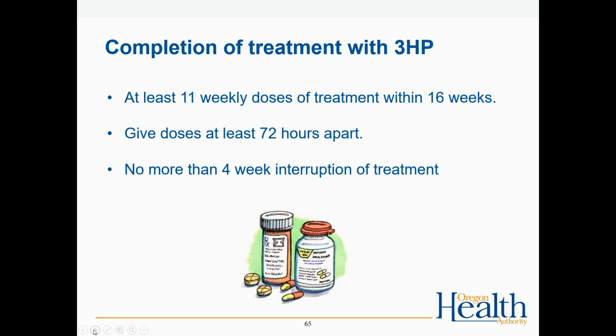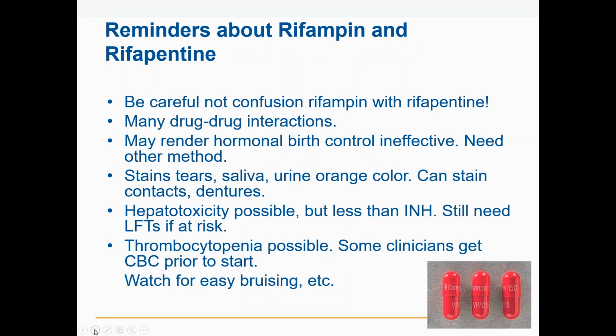Okay, so completing treatment with 3HP, ideally they should get in 12 doses, but 11 weekly doses is acceptable. You want to try to give the doses at least 72 hours apart, and definitely no more than a 4-week interruption in treatment. Like we said, here are a few reminders. Lots of drug interactions. It's going to stain your tears, saliva, and urine, which we already talked about. Hepatotoxicity is possible, but less than INH. And then also thrombocytopenia is a possibility. So you need to make sure that you're watching out for easy bruising.